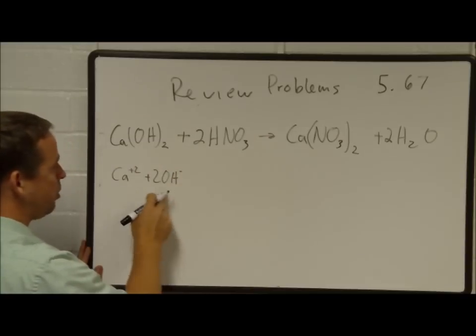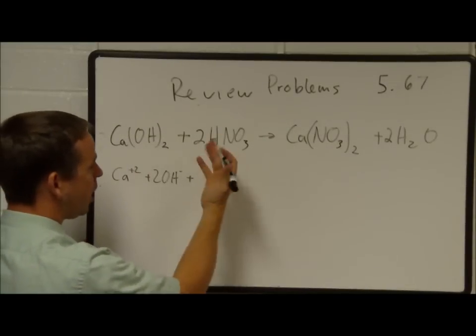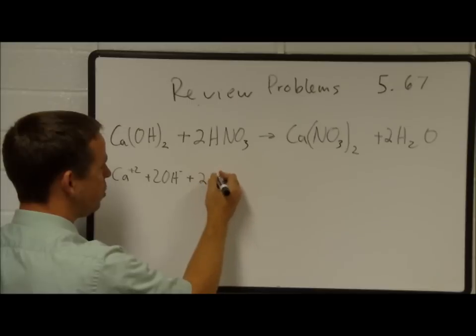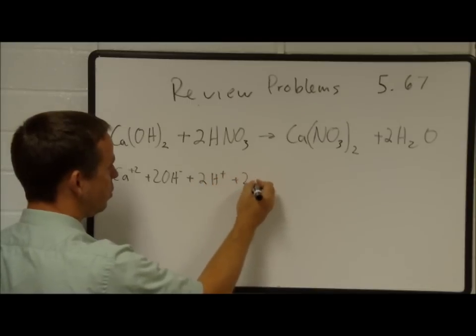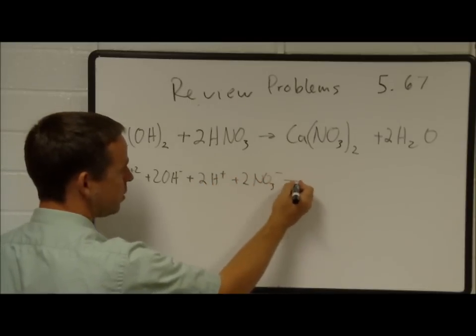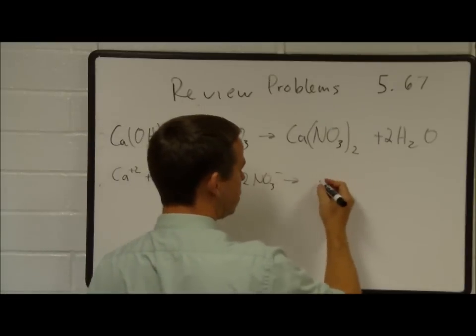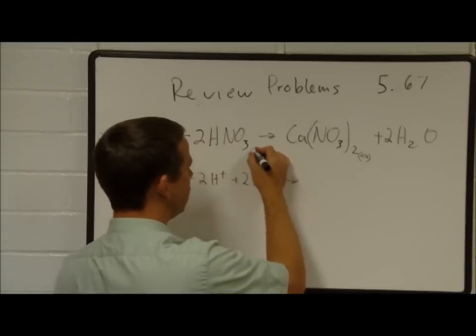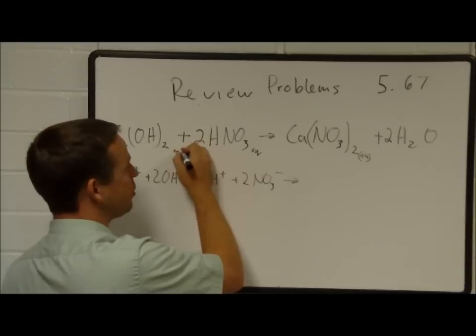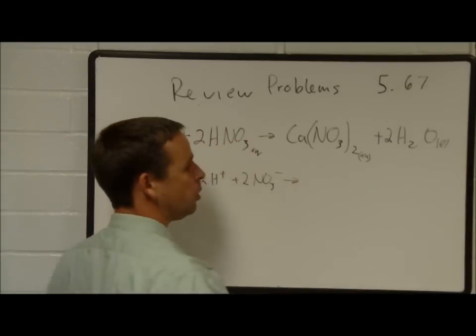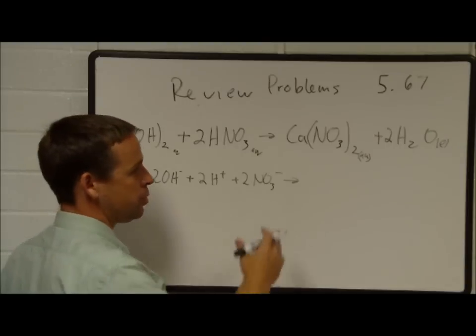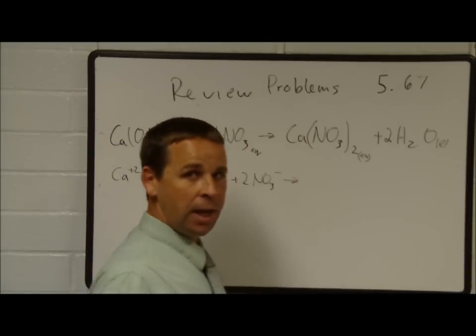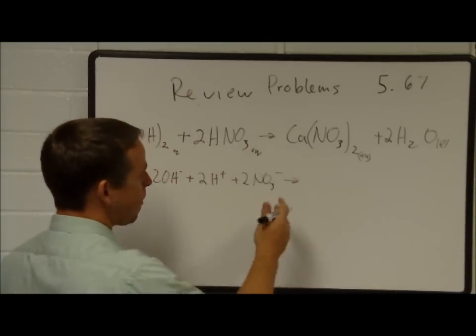Calcium hydroxide will break up into these 2 compounds. If it's a strong acid, it'll break up. Therefore, it's 2 H pluses and 2 NO3 minuses. The products here, this is soluble as well. Aqueous, right? These are all aqueous compounds, except for this one over here, water. You don't have aqueous water, it's just liquid water, right? Because you don't have water dissolved in water. And aqueous means dissolved in water, right?